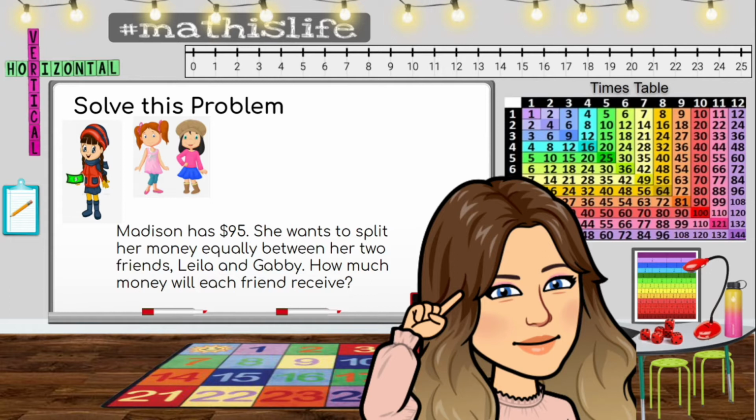So just to make sure that we're understanding this, we're seeing the words splitting her money equally. So basically, we're grouping her total amount into equal groups. Huh, what operation is that? Well, if you came up with division, you are correct. In a problem like this, we are dividing our total amount of 95. We're dividing it amongst her two friends, Layla and Gabby.